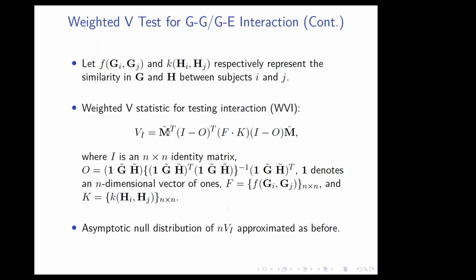So here this M hat transpose times M hat serves as a phenotype similarity measurement. So in this phenotype similarity measurement, we already removed the main effects of G and H from the survival time. And the middle part, this I minus O transpose F times K I minus O, this serves as an interaction similarity measurement. And then we can use the same way as before to obtain the null distribution of this weighted V-test.